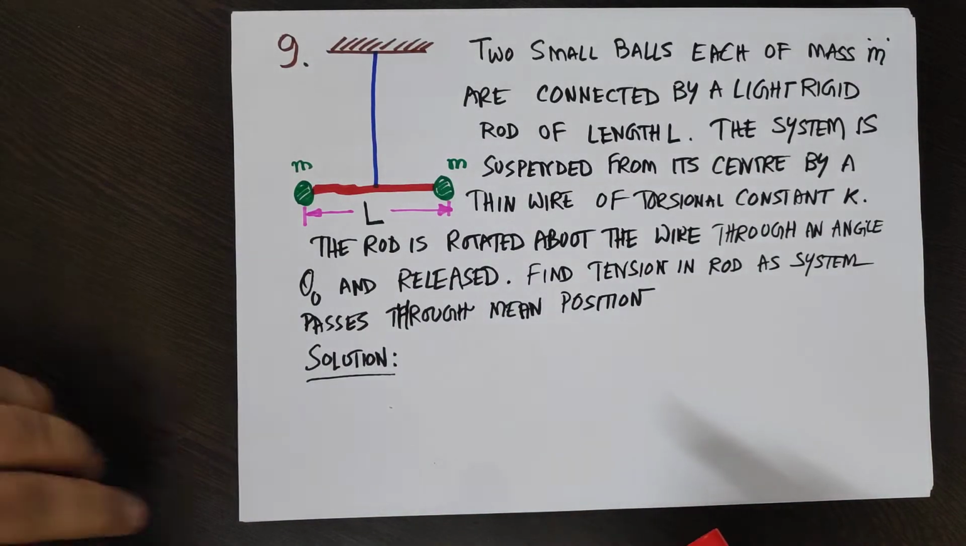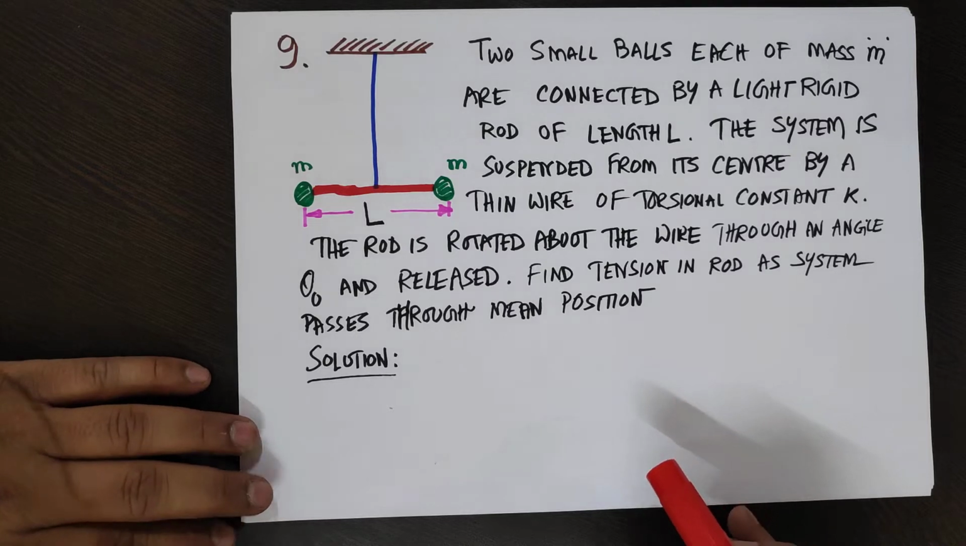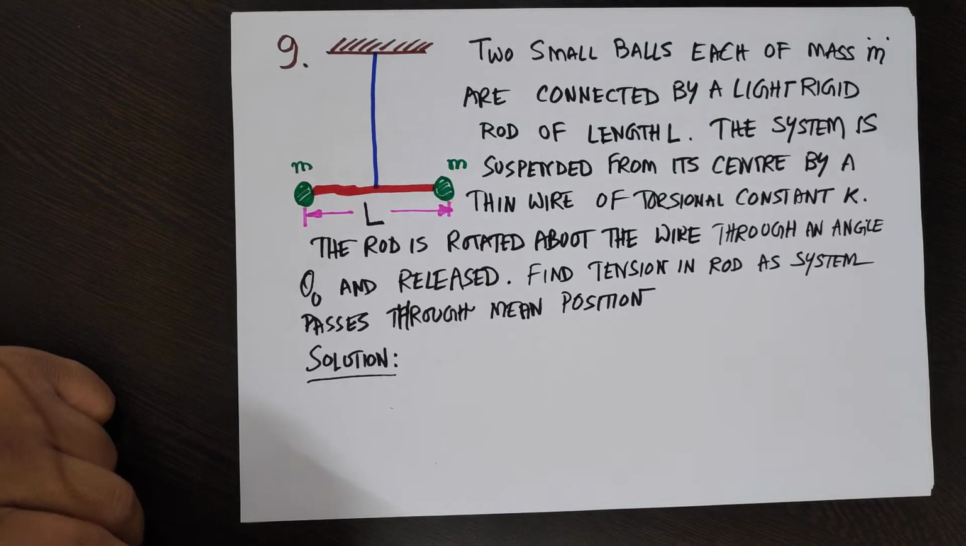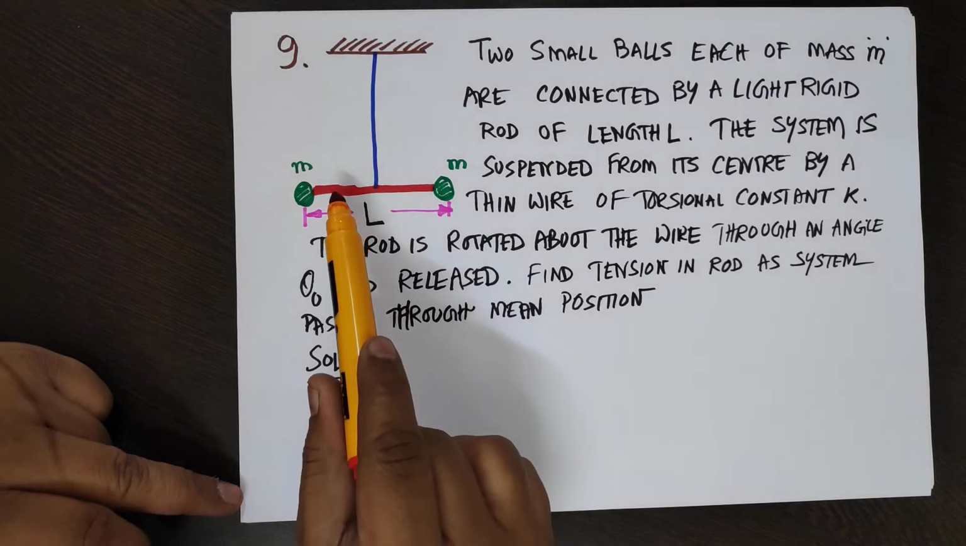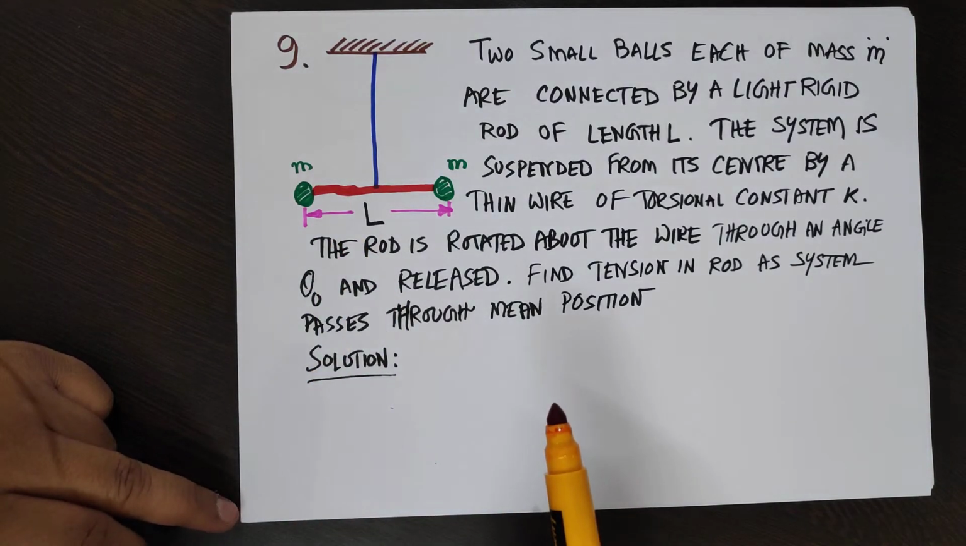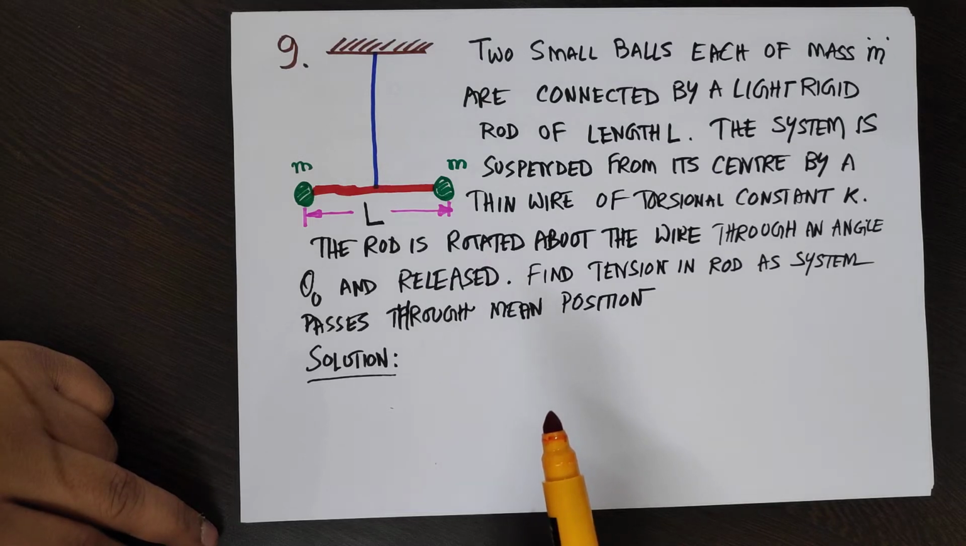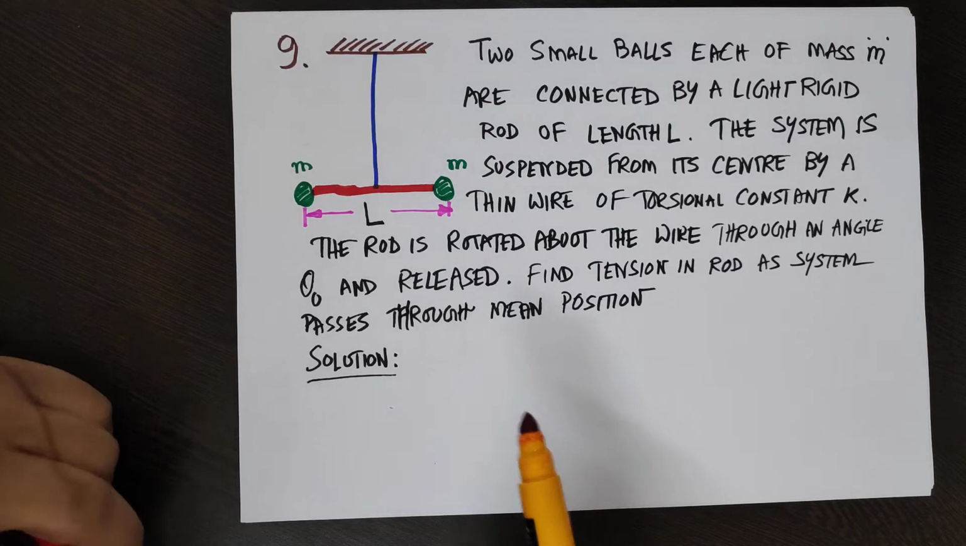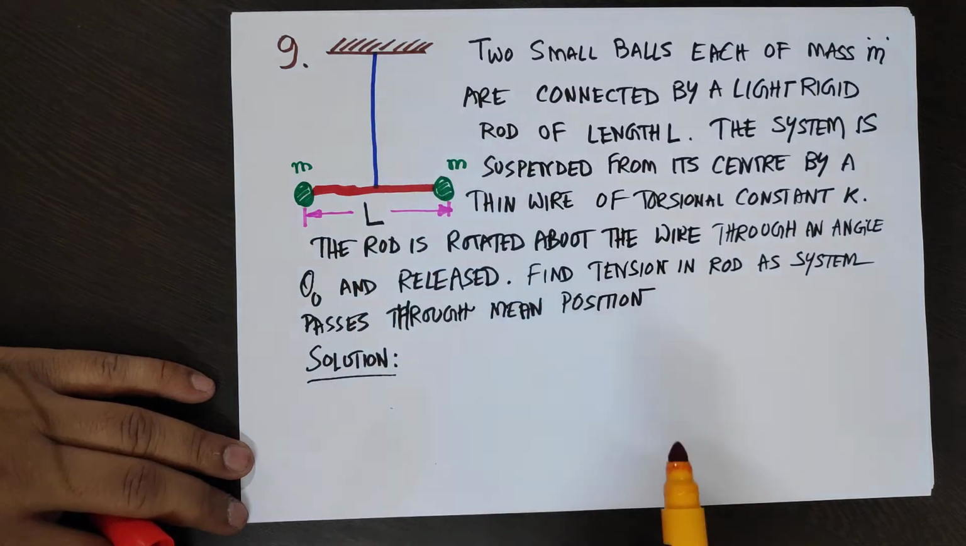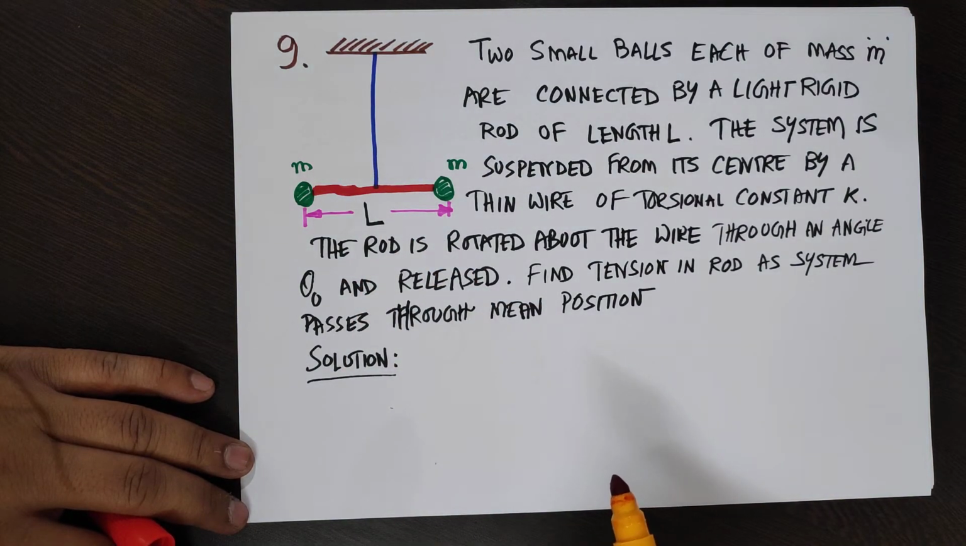Now this is problem number 9. It's given that two small balls, each of mass small m, are connected by a light rod of length L. The system is suspended from its center by a thin wire of torsional constant K. That means this wire has got a torsional constant K. The rod is rotated about the wire through an angle theta naught and released. Find tension in rod as the system passes through the mean position.